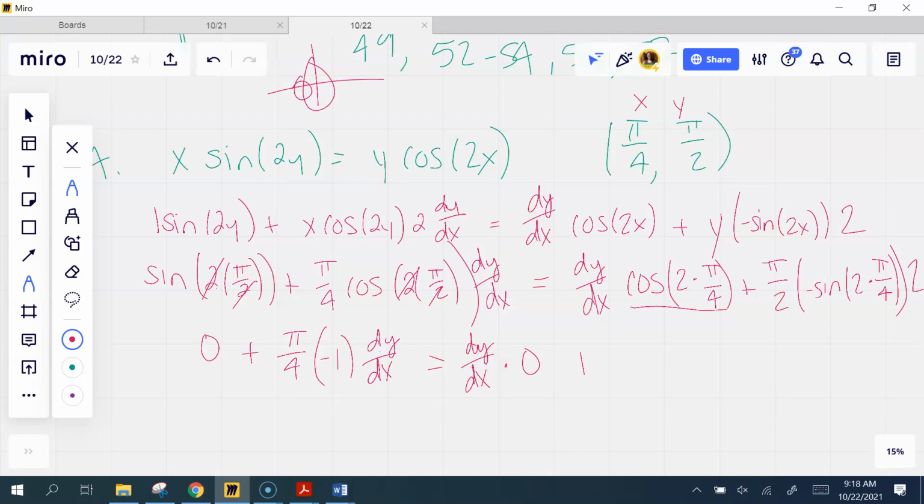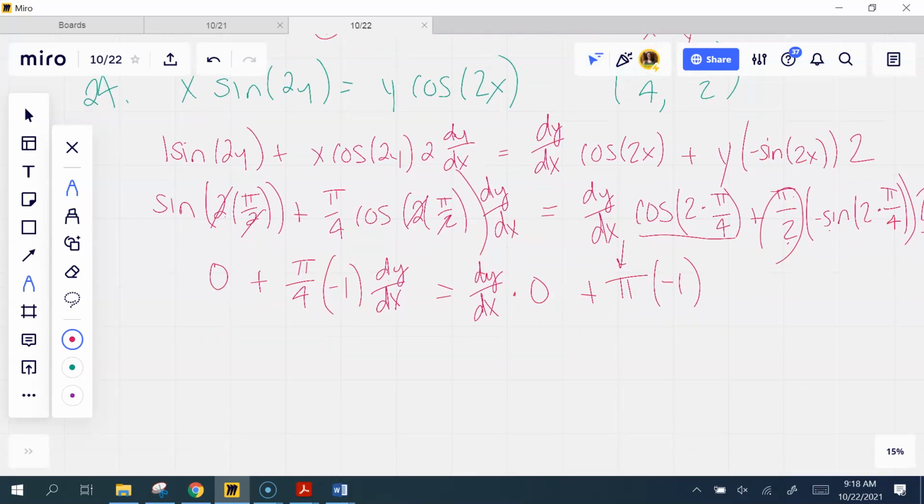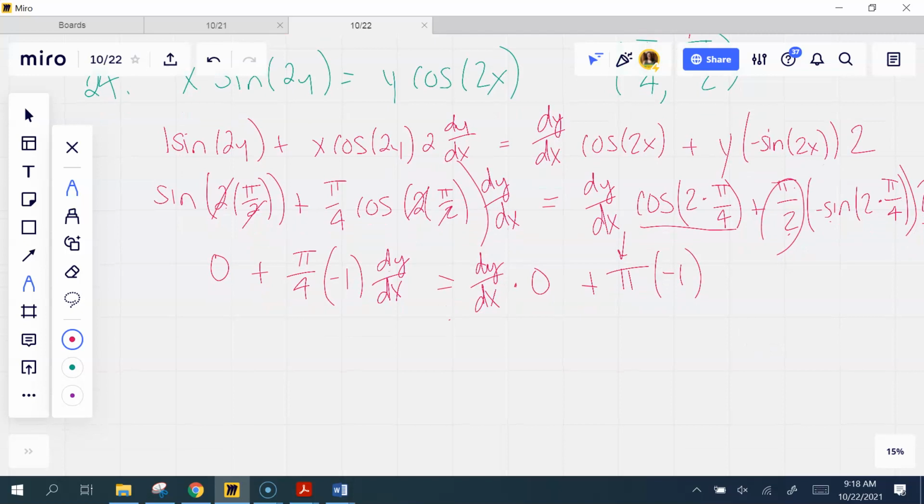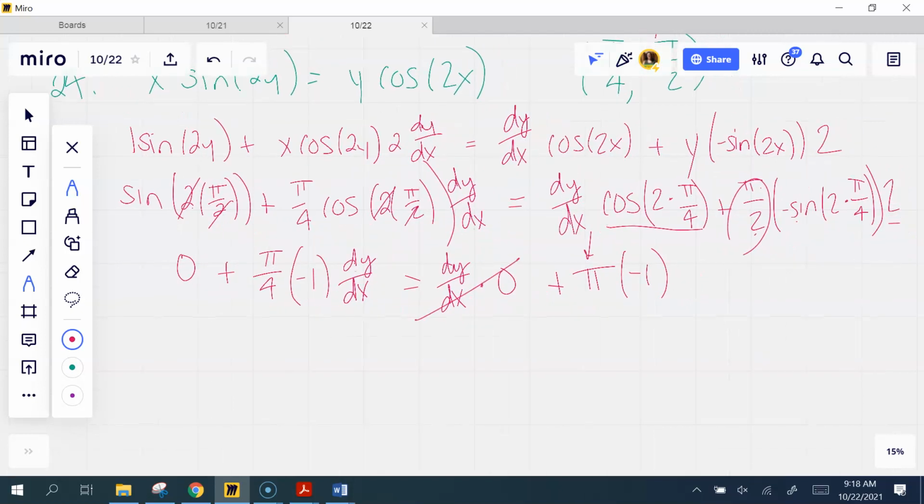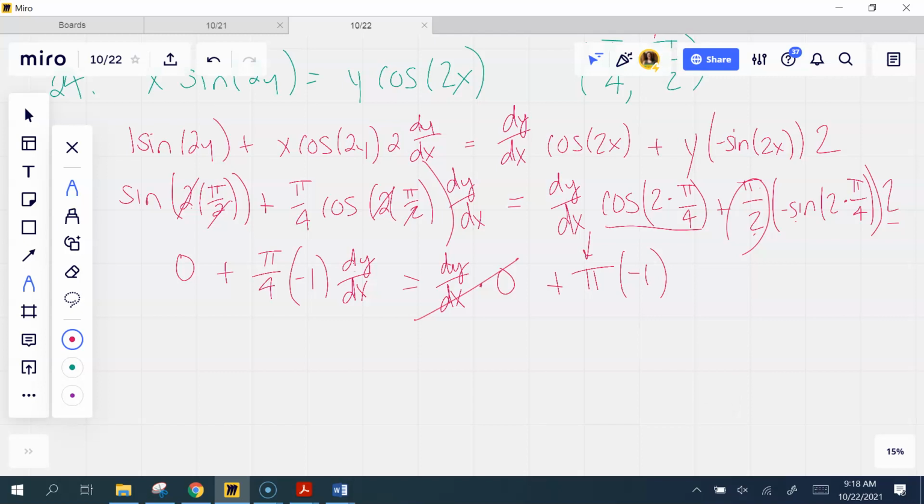All right, let's see. Plus, pi over 2 times 2 is pi. That's -1. So what's the sine of pi over 2? Wait, times 2. I already did that. Pi over 2 times 2 is pi. So this is why I don't solve for dy/dx first whenever I'm doing a specific point, because it's so much easier to plug in. And this is gone. This is gone.